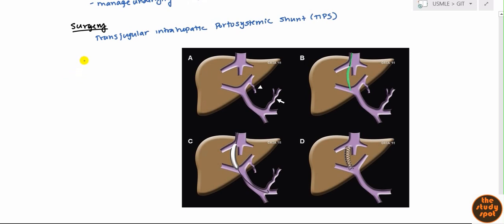And finally, you can also do a liver transplant, so that's an option as well, and of course that would be more of a definitive type of treatment.